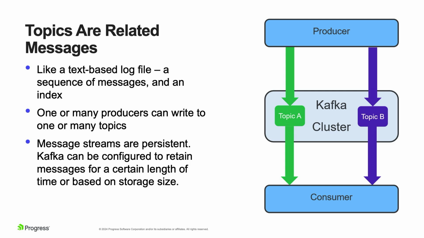The producers send messages to one or more topics. The consumers read messages off of one or more topics and do something with them. And as I said before, they're persistent, so you can process them. Consumers can connect to the brokers and process them when they want to.